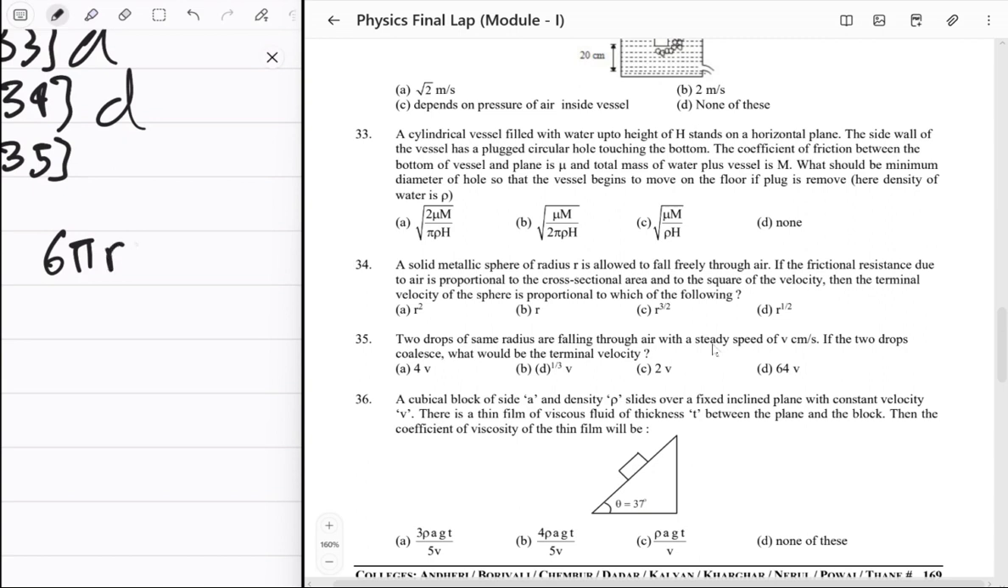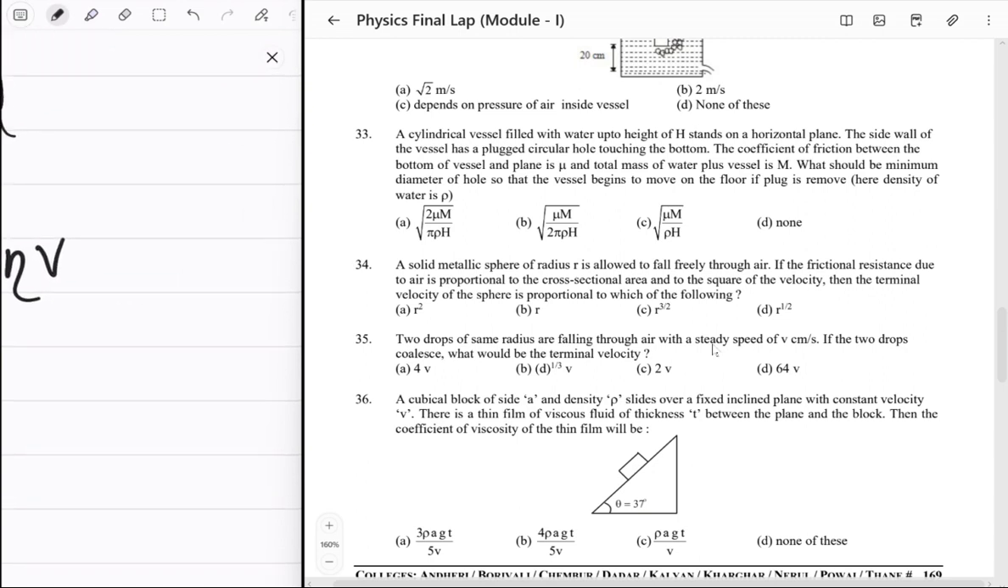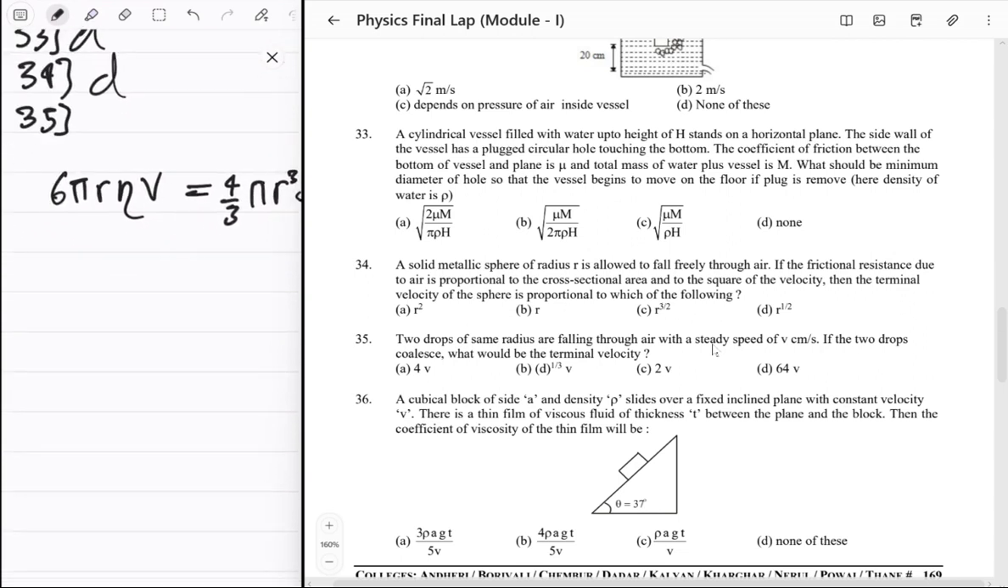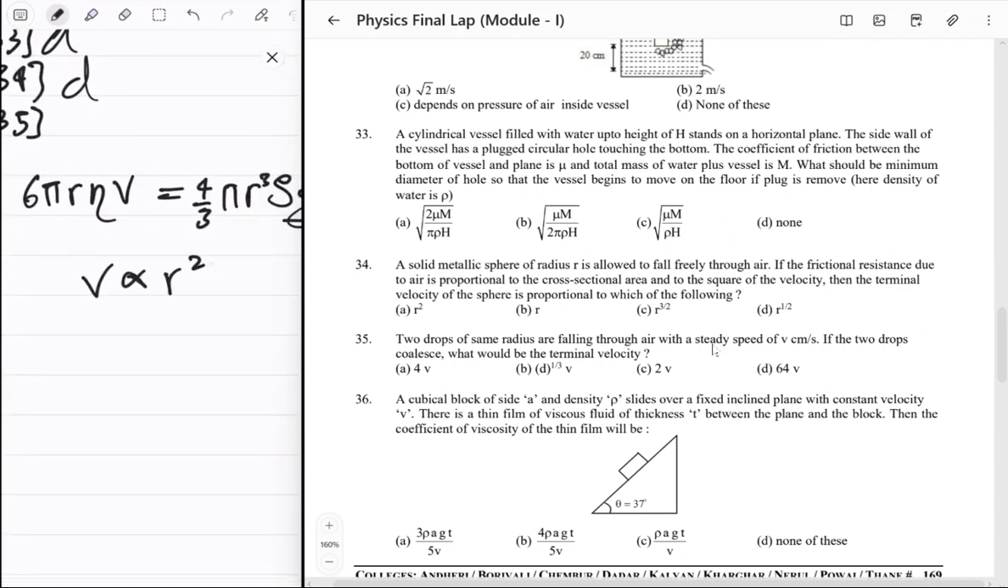So 6 pi r times viscosity times velocity is equal to 4/3 pi r cubed times density times gravity. All the other terms are constant, so really velocity is proportional to r squared. And the r cube, the total volume, is going to remain constant. The drops had the same radius, so what is the new r?